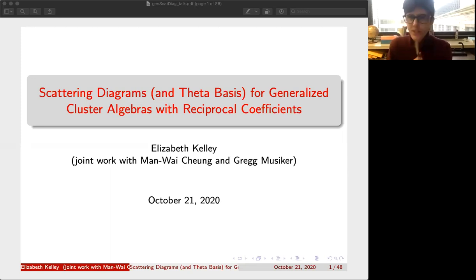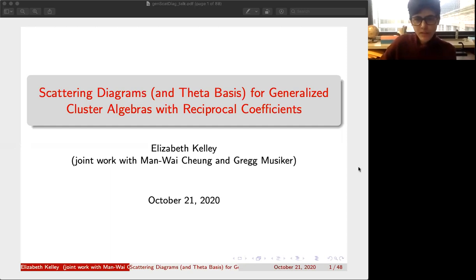This is a project about cluster algebras, of course, because everything I do is about cluster algebras, but also using scattering diagrams, which are this construction from algebraic geometry that I did not understand at all a year ago and hopefully understand a little bit more about now. This is joint work with Mandy and Greg.